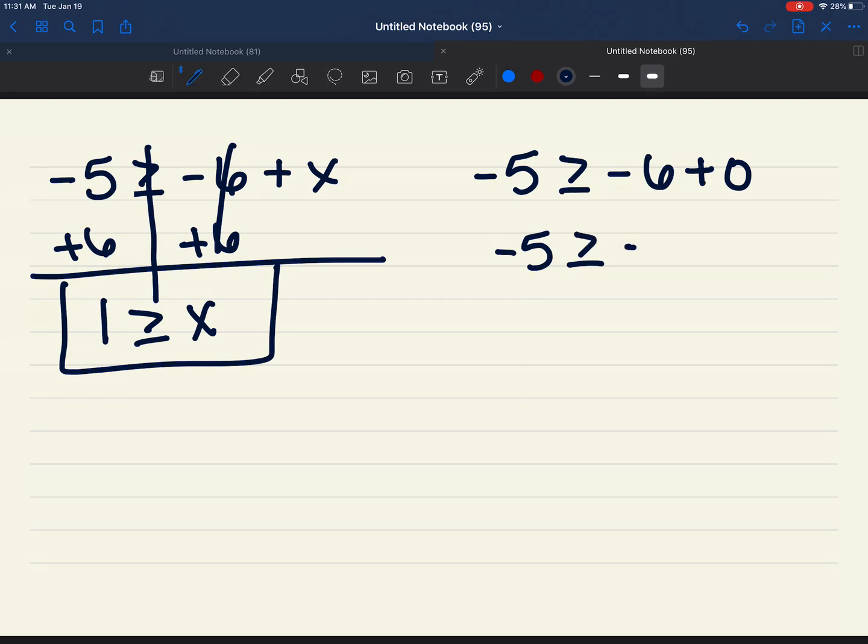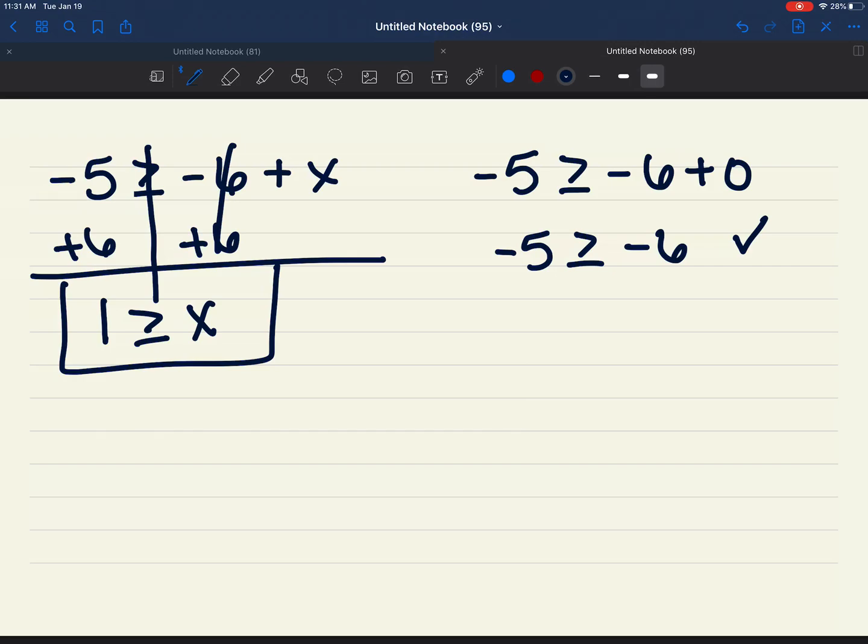What is negative 6 plus 0? 0. Or not 0, negative 6. Is negative 5 greater than or equal to negative 6? It's greater than, so that checks. That means x less than or equal to 1 is correct.